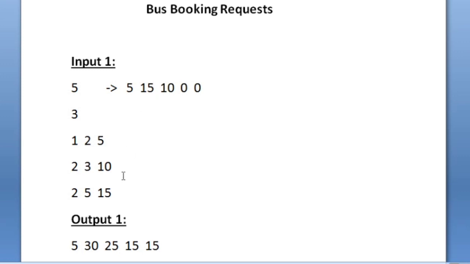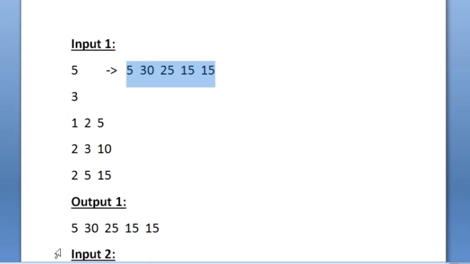And now in the third request, 15 tickets for the buses from 2 to 5. So 2, 3, 4, 5. Except the first, all the buses must be added with 15. So the second becomes 30, the third bus becomes 25, and then the last 2 become 15 and 15. And there are no more requests. So this is our output. So we also get the same output.